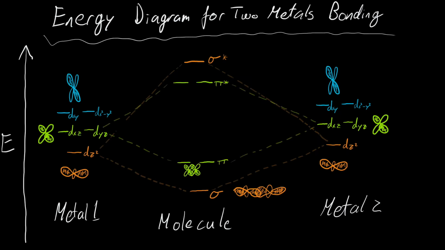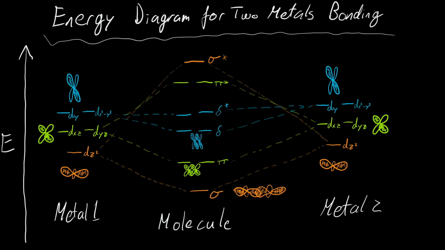Pi bonds are when we have overlap between orbitals pointing diagonally towards each other. This produces two bonding orbitals, and they are not quite as low as the sigma bond, but consequently their anti-bonding, the pi star orbitals, aren't quite as high as the sigma star. And finally, the delta bonding happens when there is a planar overlap, and the d orbitals can produce two of these. The overlap is really small, and therefore the gap between the bonding and anti-bonding is really small.